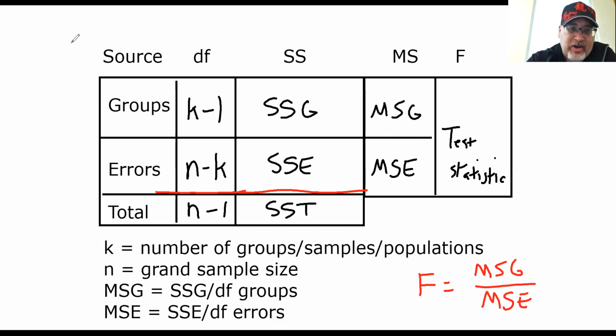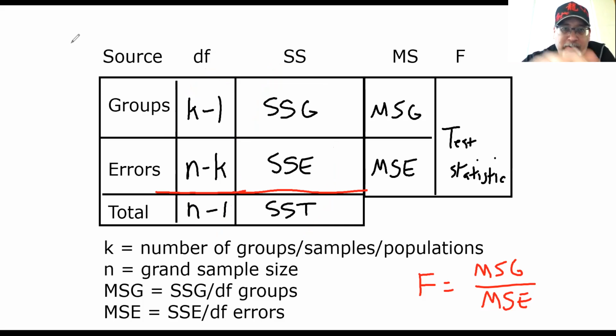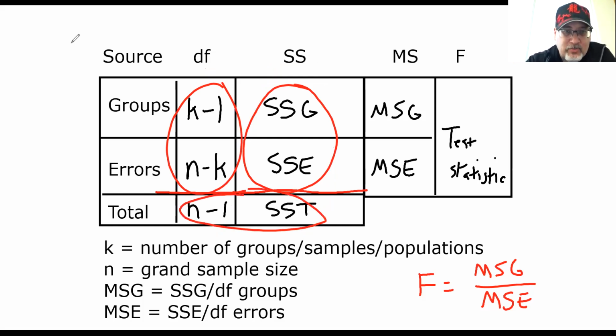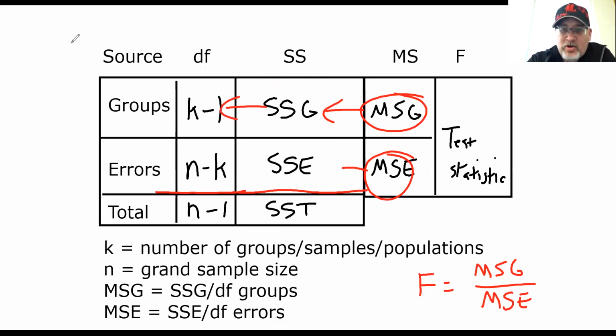But like I said, this table is really just a way to organize a lot of arithmetic. The first two columns are additive, so if you know two of the entries in the first or second column, you can calculate the third by adding or subtracting, depending on what's missing. But the truth is, we really only need these two. So if we're missing one, but we have the one on the bottom, we can do a subtraction, figure out the missing one. Then to figure out the MS's, we just divide going right to left. SSG divided by K minus 1, SSE divided by N minus K. And then to find the F statistic, you pretty much just take this fraction.